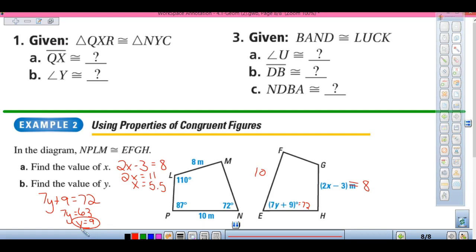Okay. You also need to know how many degrees are in a triangle. How many degrees are in a triangle? 80. Yes. It's because you guys did so well on your test.